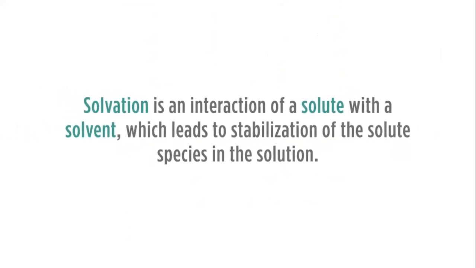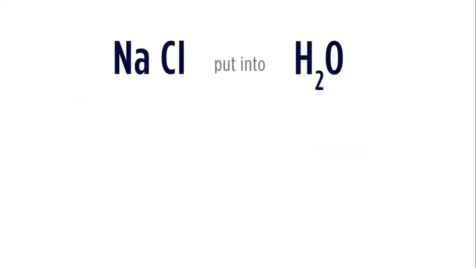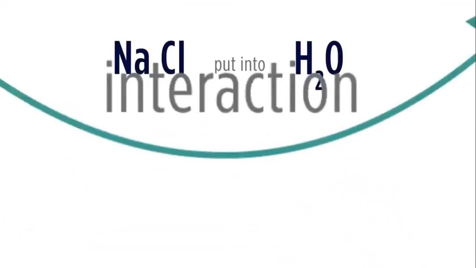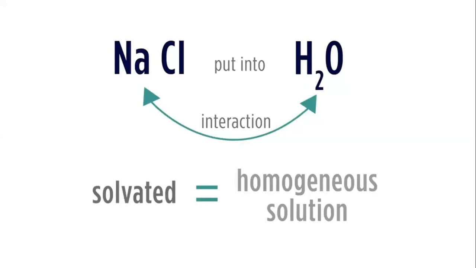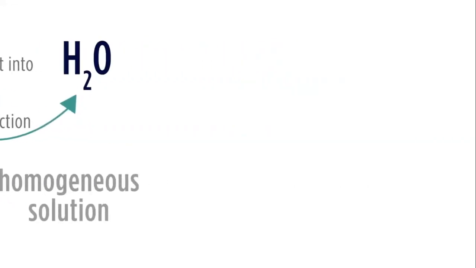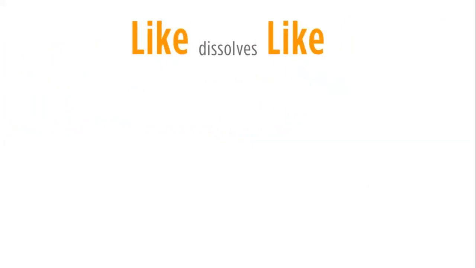The way to think about this is that if we have a solute, let's say sodium chloride, and we put it into water, before the sodium chloride can actually be dissolved into a homogeneous solution, there needs to be an interaction between the water molecules and the ions in the sodium chloride. A similar thing occurs with sugar when we dissolve sugar in tea. The sugar is going to need to interact with the water to become solvated or stabilized in solution to make a homogeneous solution. One of the phrases you'll often hear with solvation is "like dissolves like."